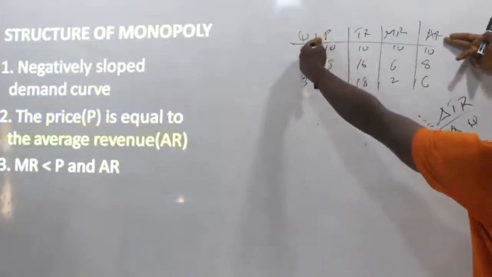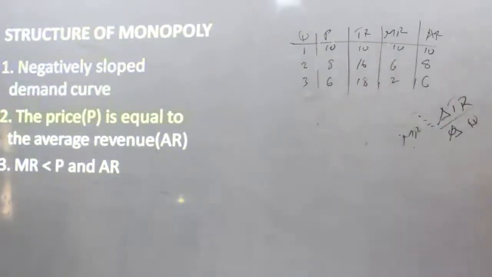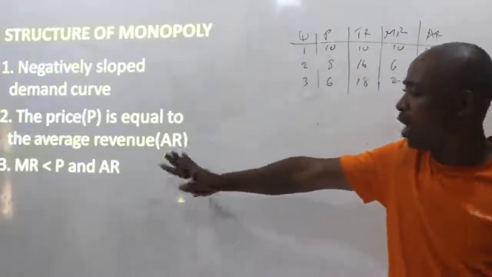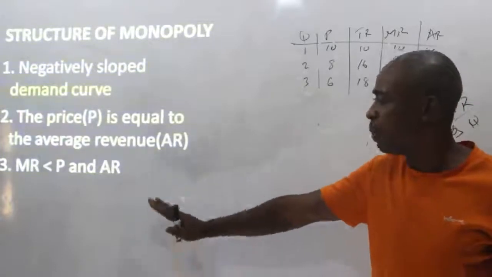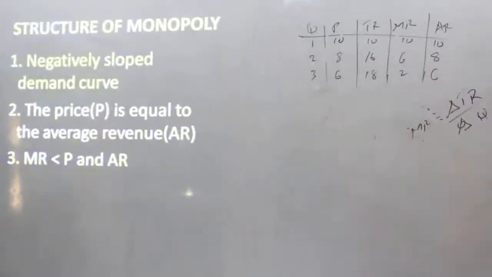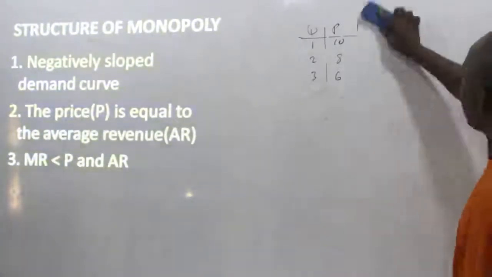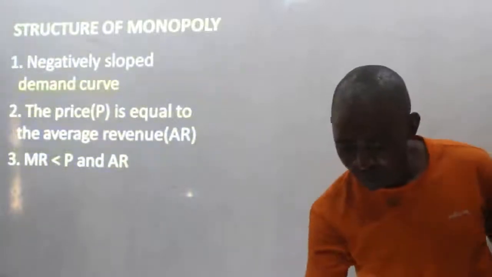Now look at it. The price and the average revenue are the same. But what's happening to the marginal revenue? Falling. That's why I said the marginal revenue is always lesser than the price and average revenue. So that is that for now. You will get to know more of that as we get along.